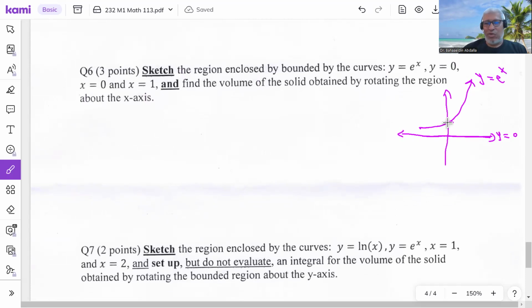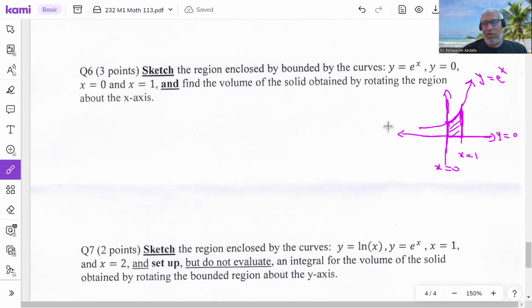x equals 0 is this line, the y-axis. And x equals 1 is this line. So where is the region? This is the line e^x. This is y equals 0. This is x equals 0. This is x equals 1. So it is this region.